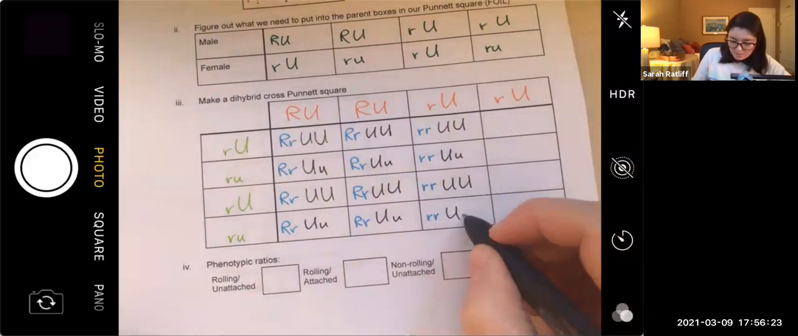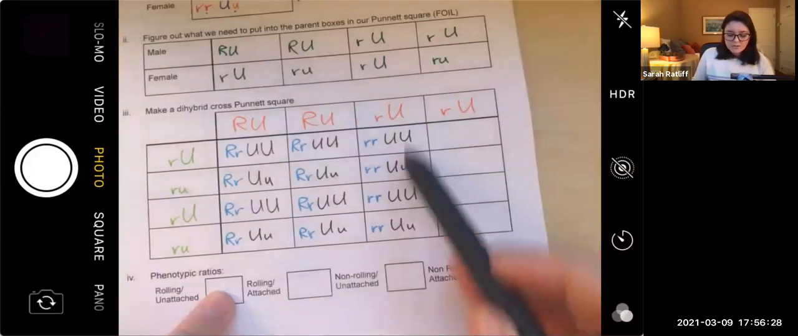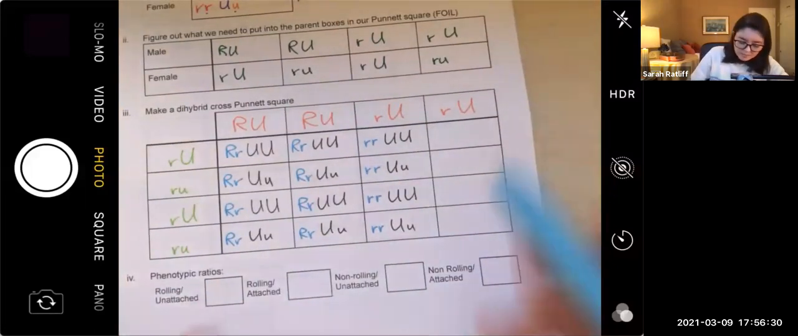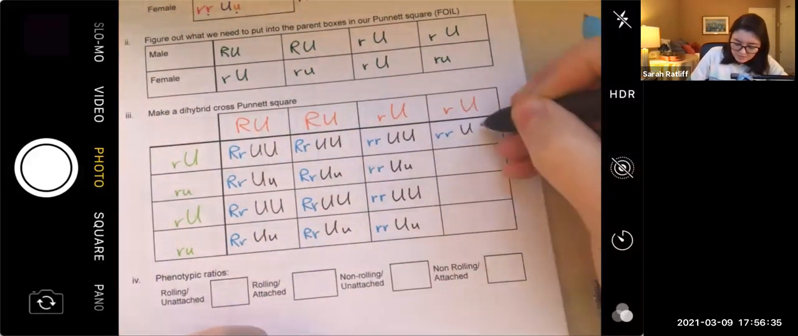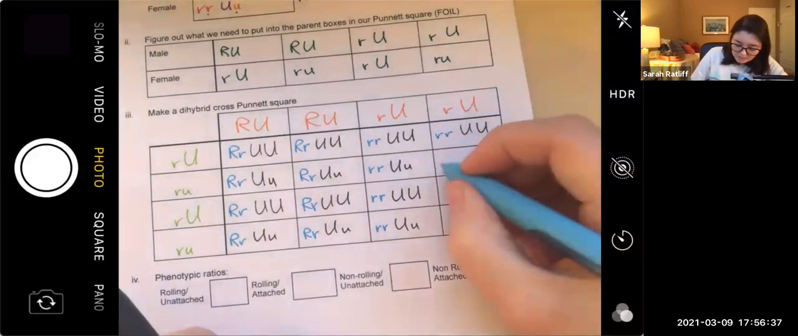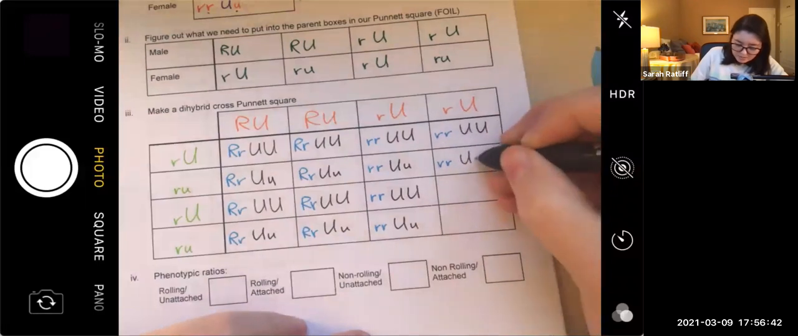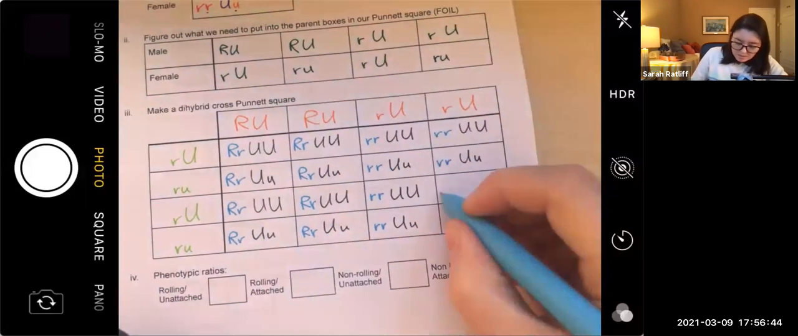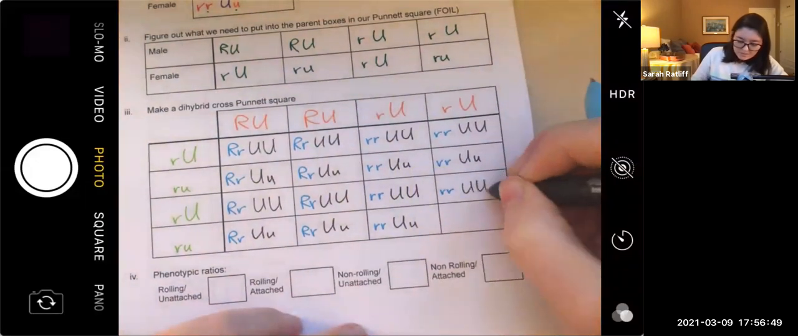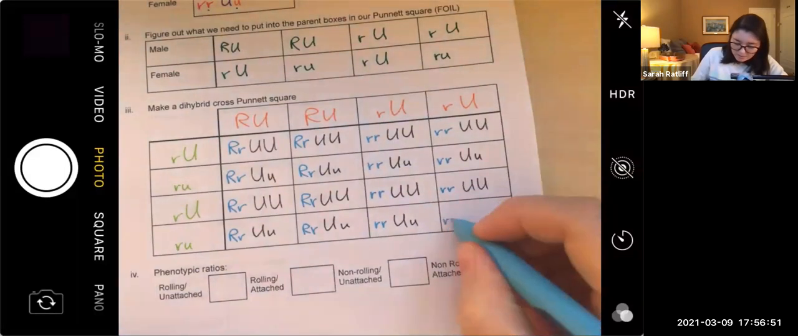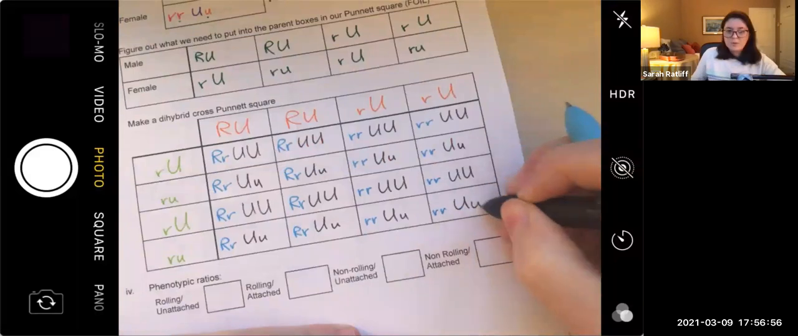And once again, since we know dad is going to be the same, we can just copy it over the way we had it before. So little r from dad, little r from mom, big U from dad, big U from mom. Little r from dad, little r from mom, big U from dad, little u from mom. Little r from each parent, big U from each parent, and lastly, little r from each parent, big U from dad, little u from mom.